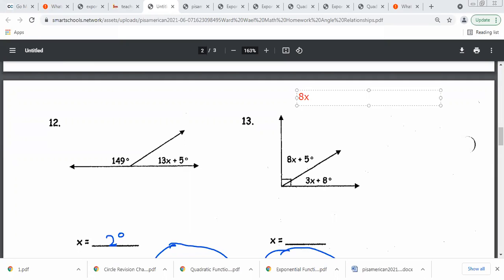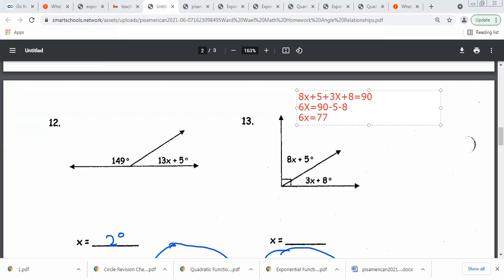So it will be 8x plus 5 plus 3x plus 8 equal 90 degrees. Now we will combine the like terms. So you have 6x equal 90. We will transfer 5, so it will be negative 5. We will transfer 8, so it will be negative 8. Then 90 minus 5 minus 8 will be 77.